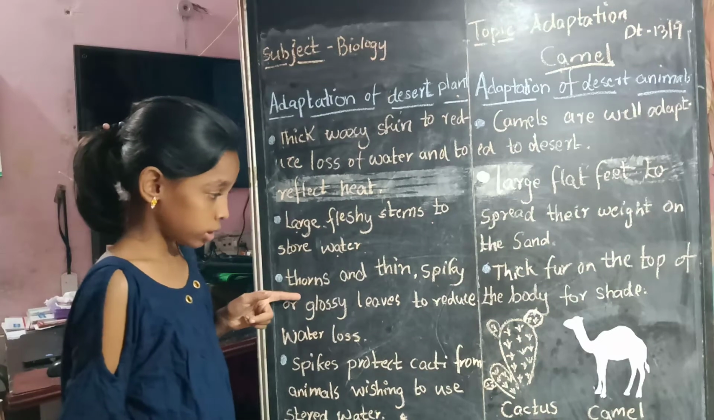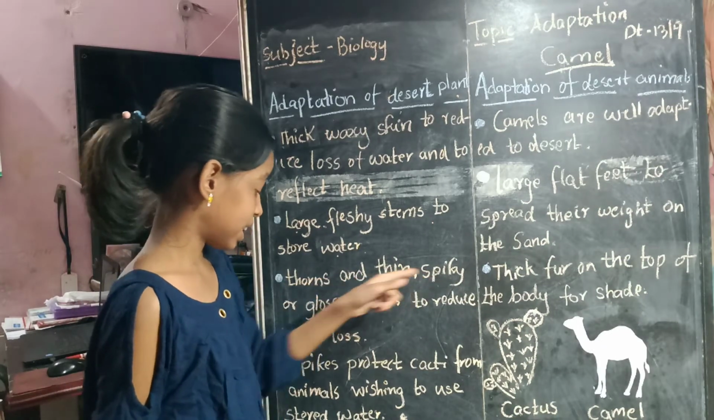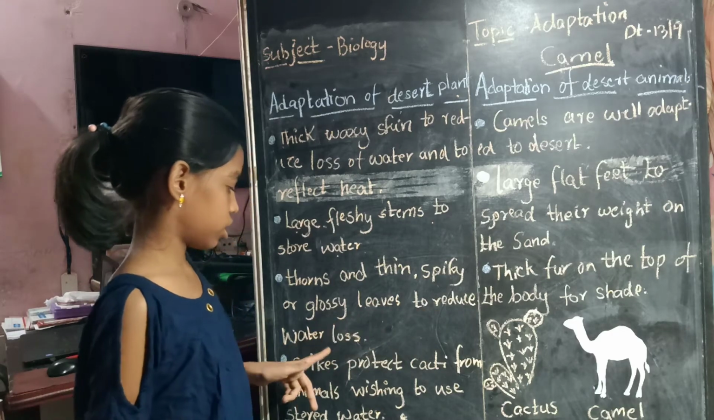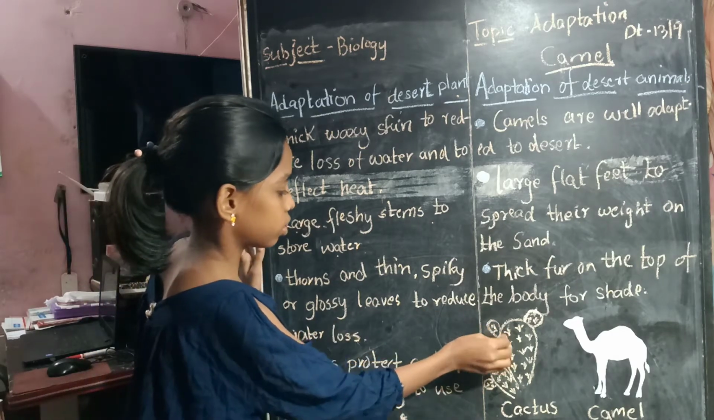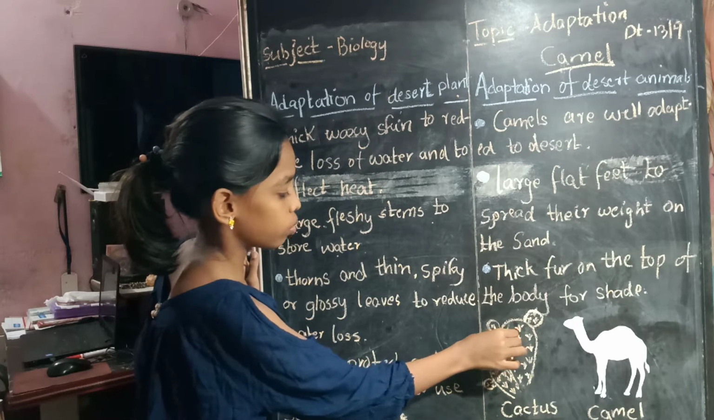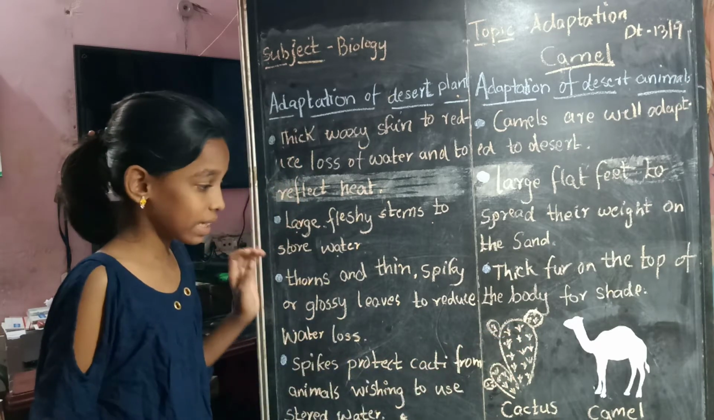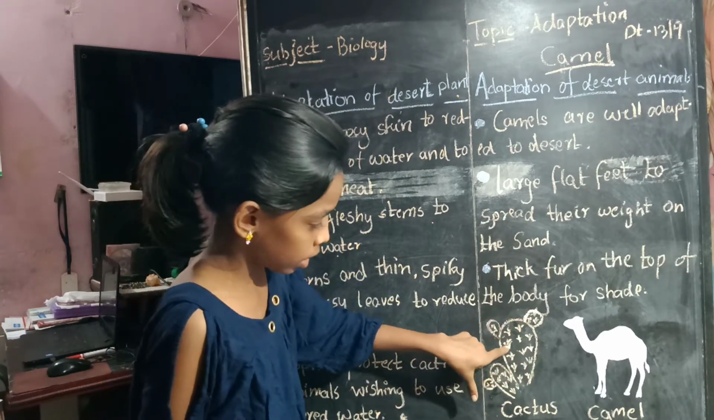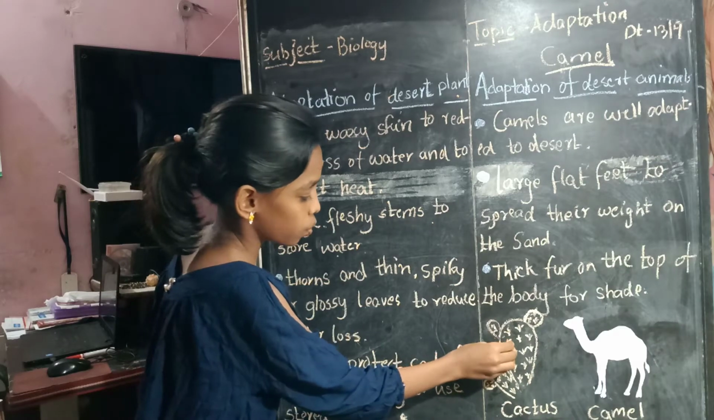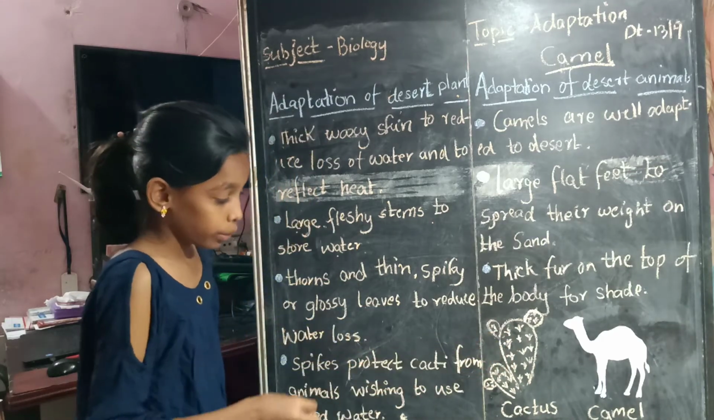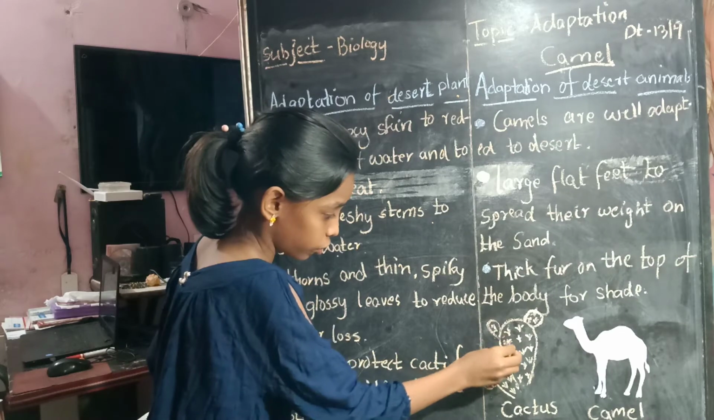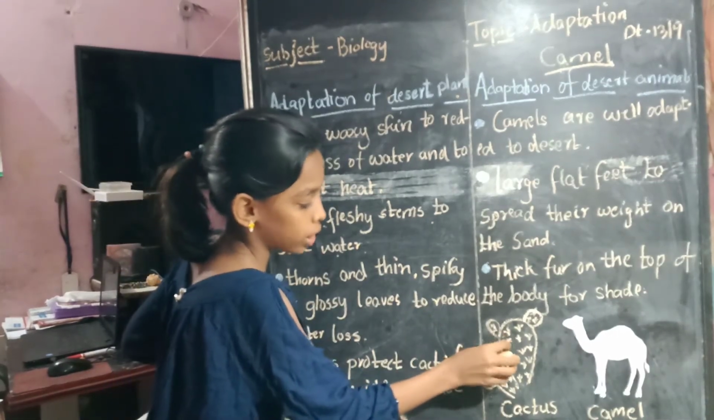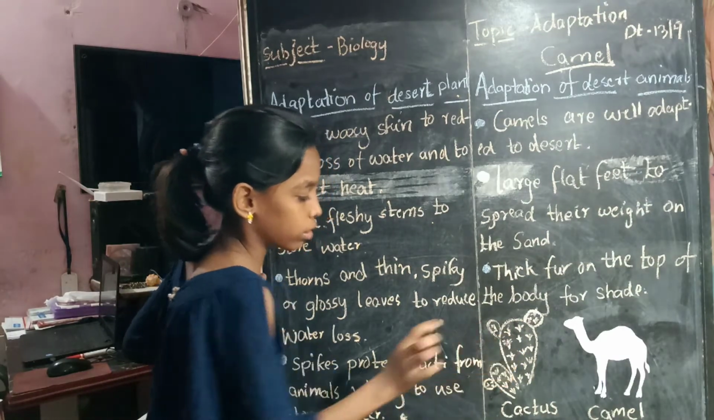And the thorns and thin spiky or glossy leaves to reduce water loss. They have these thorns in the outer part, and the thorns will be very helpful to reduce water loss. This will reduce the water loss. These thorns will help in reducing the water loss.